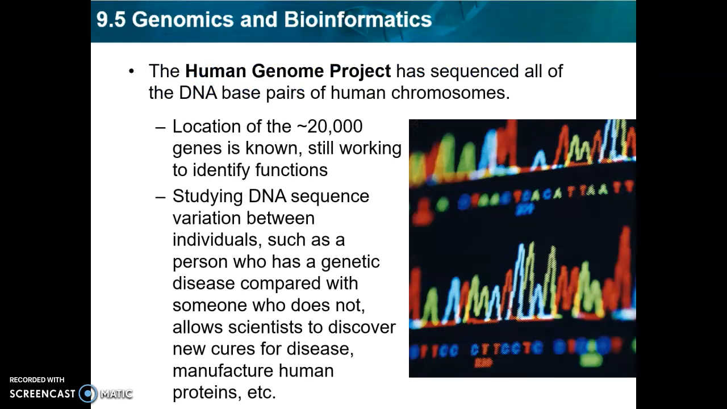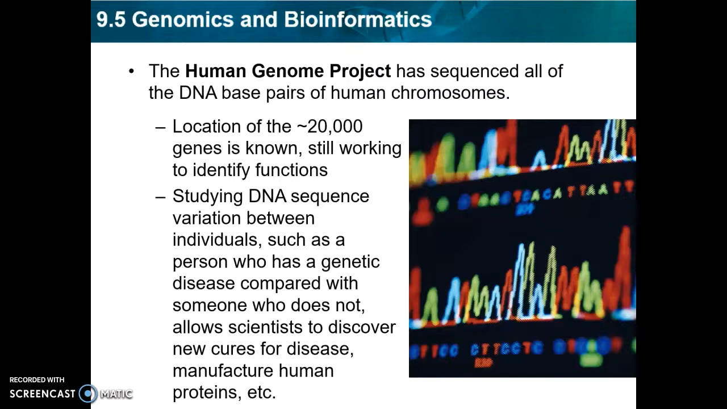The biggest example of genomics is the Human Genome Project. The Human Genome Project was a project to actually sequence the entire human genome. And from this project, which is now complete, we know the location of somewhere around 20 to 25,000 different genes that are present in the human genome.